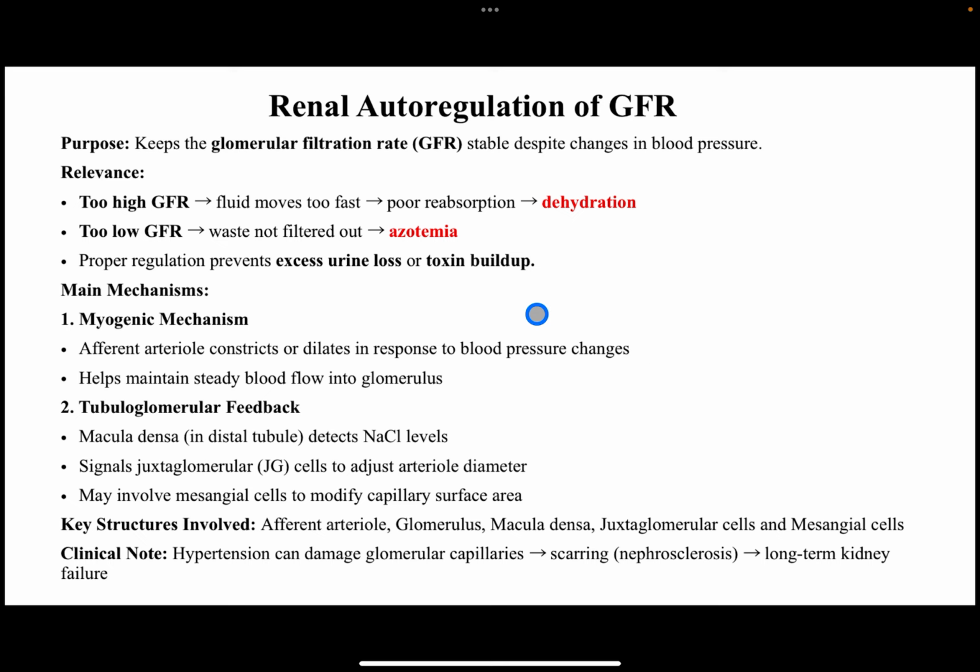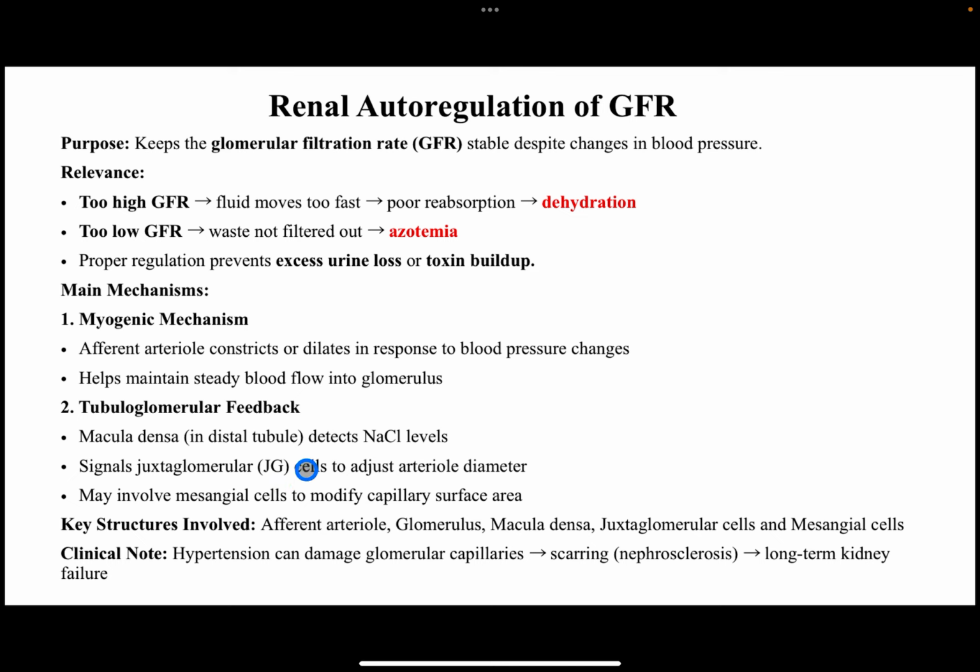So listen, in a situation where your glomerular filtration rate is very high, because there is fast movement of filtrate or fluid, a lot of sodium will reach the distal convoluted tubule. Because the macula densa cells detect sodium, they will detect the high sodium levels. High sodium levels can be interpreted as high glomerular filtration rate. So the moment the macula densa cells detect high sodium levels, they will send a signal to the juxtaglomerular cells in the afferent arterioles.